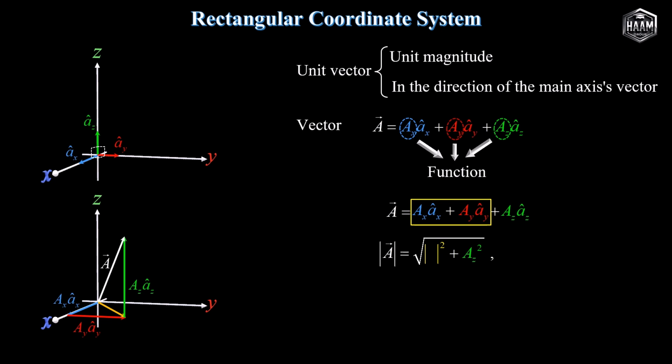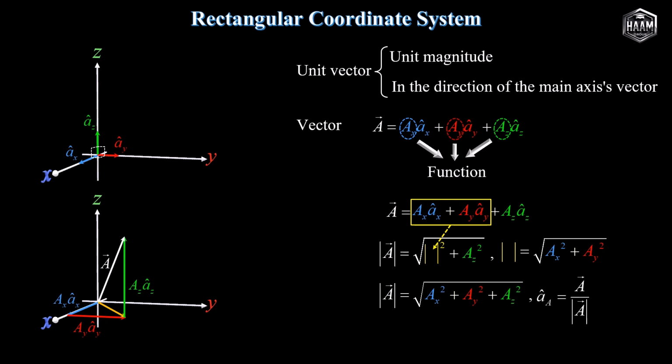So we can obtain the magnitude of A from this relation. Now, substituting this in, the magnitude of vector A can be obtained from this relation. To obtain the unit vector corresponding to vector A, we must divide vector A by its magnitude.